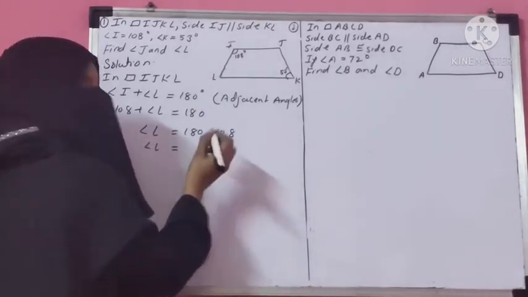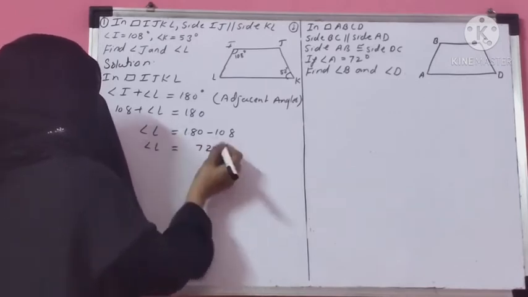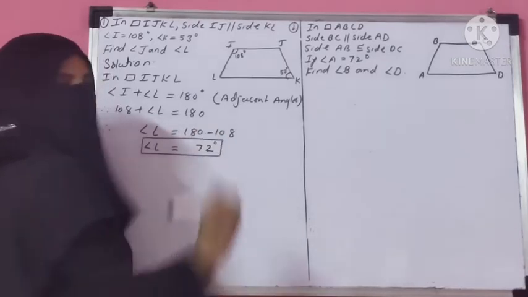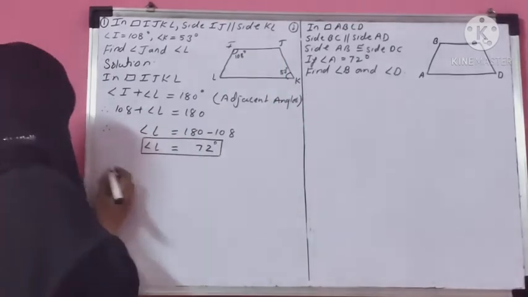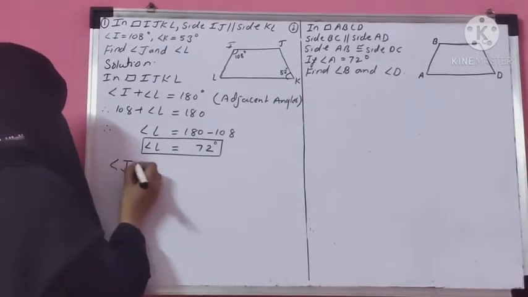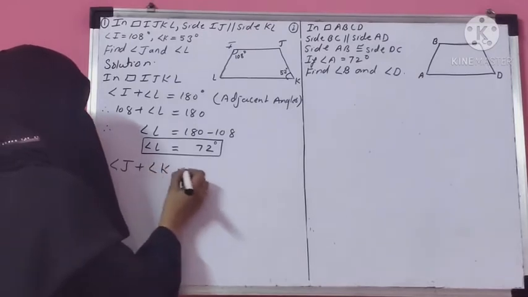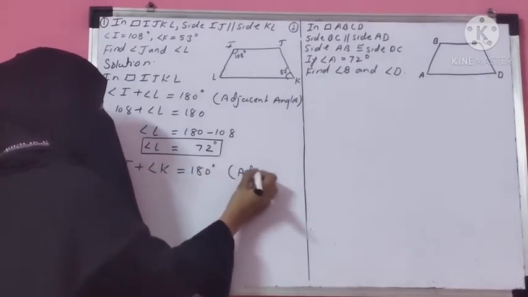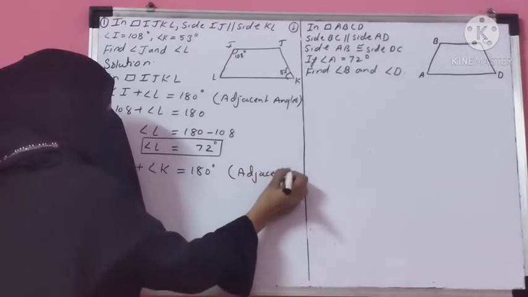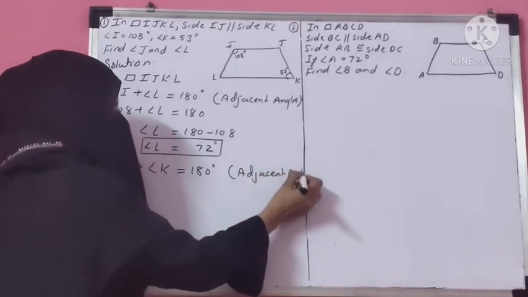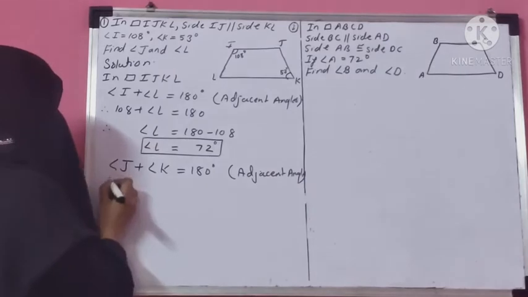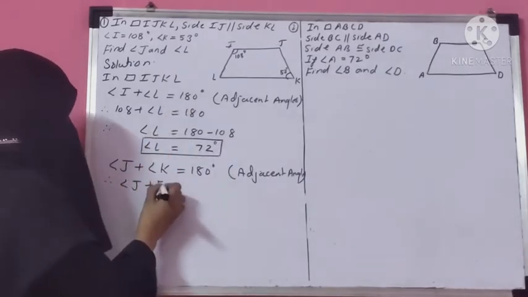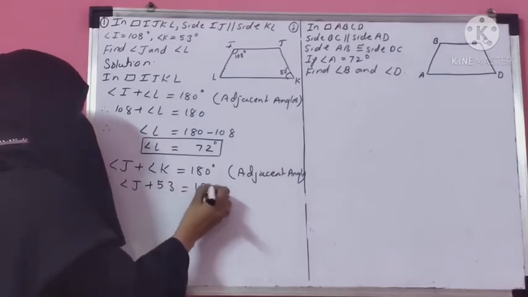10 minus 8 is 2, 7, 1 minus 1, 0, 72 degrees. Here you get the value of angle L. Now similarly, angle J plus angle K is equal to 180. Again, adjacent angles of a quadrilateral are supplementary. Now substitute the value. Angle J we have to find. Angle K is 53, equal to 180.